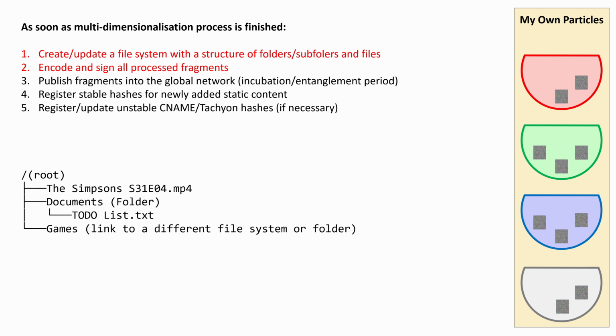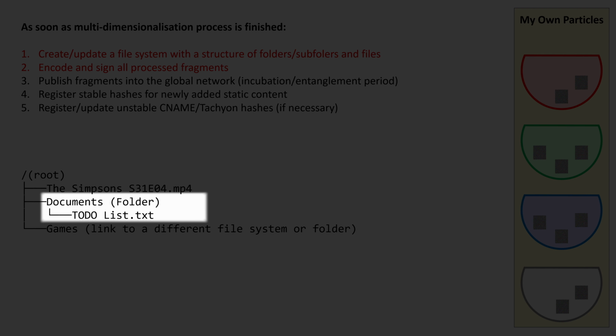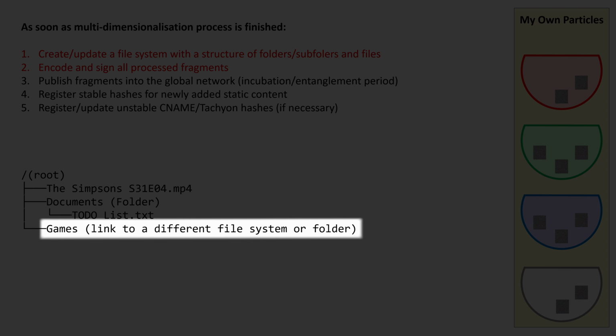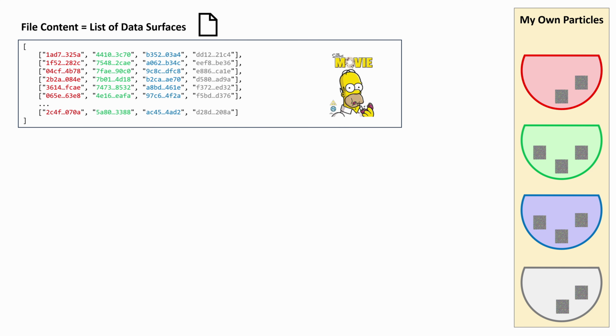Let's consider a simple file system where we have one video, a folder with a text file, and a link to a file system of somebody else. First, we create a descriptor for the video, which is a JSON file containing an array of hashes describing how to put the fragments together.